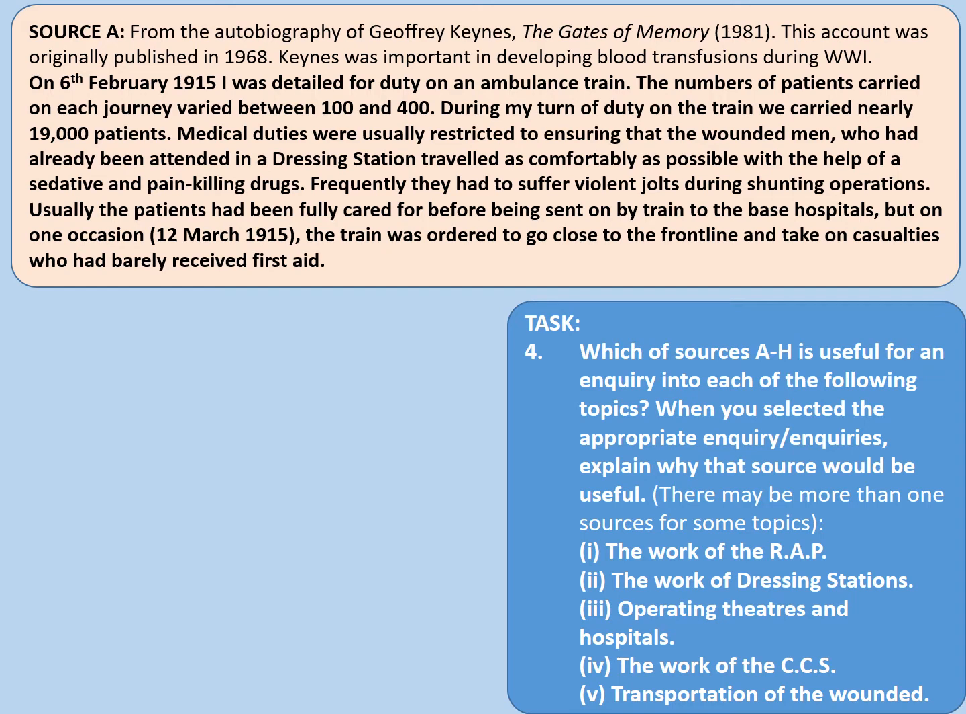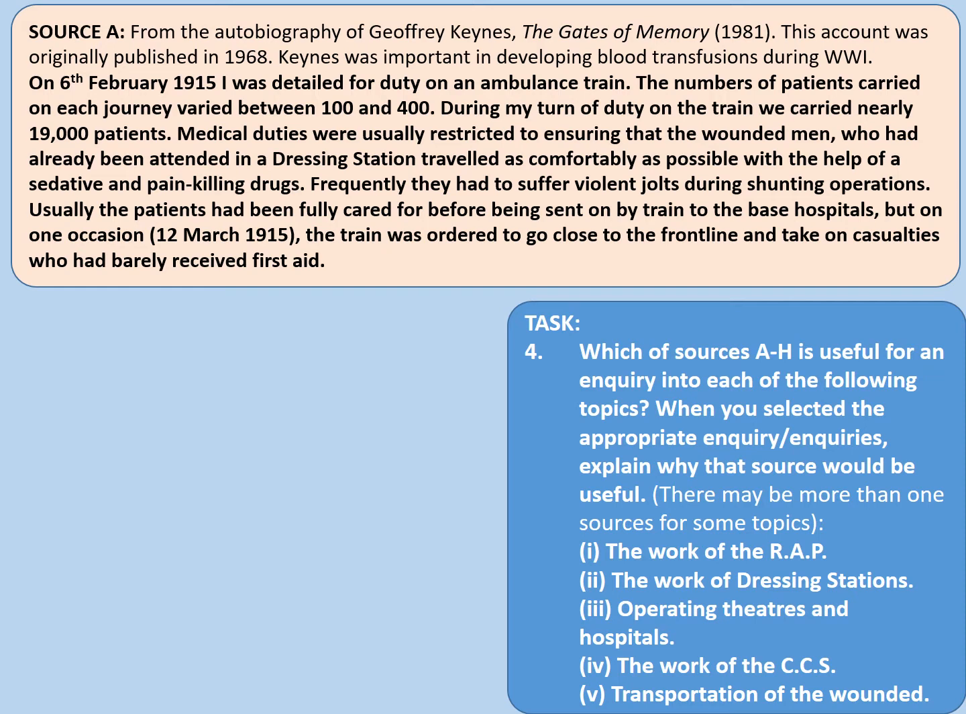On the 6th of February 1915, I was detailed for duty on an ambulance train. The numbers of patients carried on each journey varied between 100 and 400. During my turn of duty on the train, we carried nearly 19,000 patients. Medical duties were usually restricted to ensuring that the wounded man, who had already been attended in a dressing station, travelled as comfortably as possible with the help of a sedative and pain-killing drugs. Frequently, they had to suffer violent jolts during the shunting operations. Usually, the patients had been fully cared for before being sent on the train by the base hospitals. But on one occasion, on the 12th of March 1915, the train was ordered to go close to the front line and take on casualties who had barely received first aid.